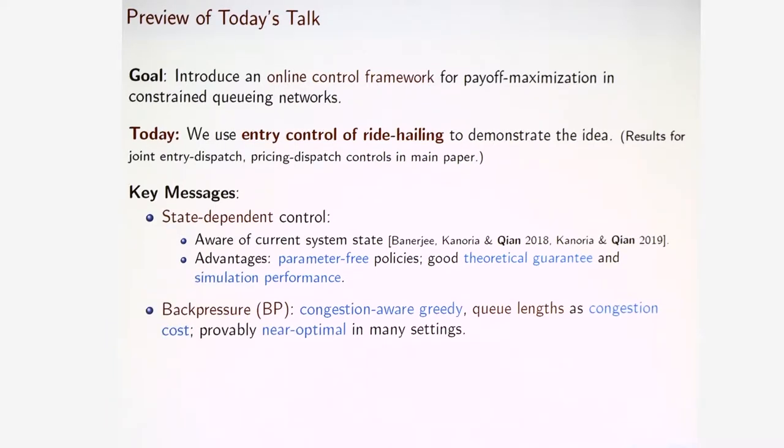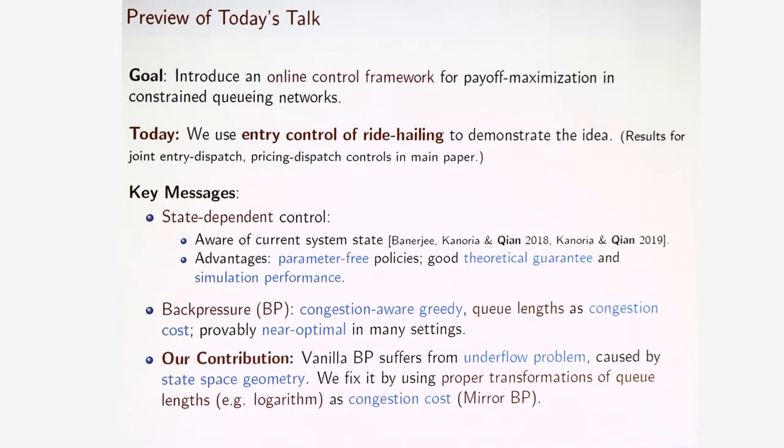The second message is to consider a state-dependent policy; backpressure is actually a very proper framework. So now you might already have an idea of what backpressure does. Backpressure is greedy, but in a very smart way. It's aware of the congestion, so it considers the payoff effect and queuing effect simultaneously. A vanilla version of max weight backpressure will use queue length as congestion cost. It's provably near optimal in many settings.